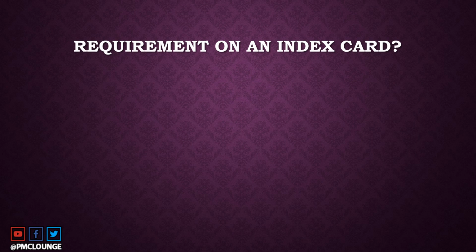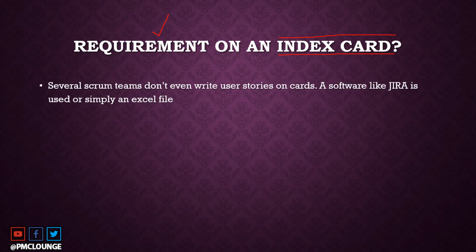So we all know that user stories are written on index cards, and this is something that we discussed in the video that's in the second link in the description below, right? So when you write a requirement on an index card, does it turn into a user story? That is not the case, right? That's not how it works. Actually, what happens is most of the real world Scrum teams, they don't even use index cards to write their requirements or user stories. A software like Jira or Excel can be used, but index cards are rarely used.